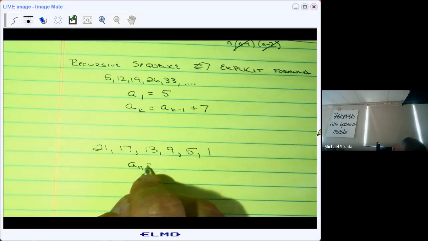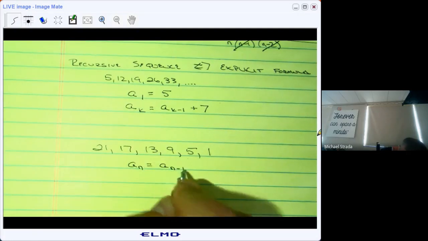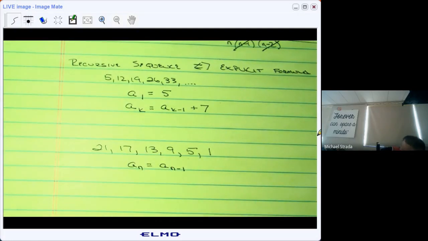a_n = a_{n-1}. This time, instead of going up, it's going what? Down. How much? 4. That's the recursive. But if it wants explicit, now that's different. a_n = -4n.